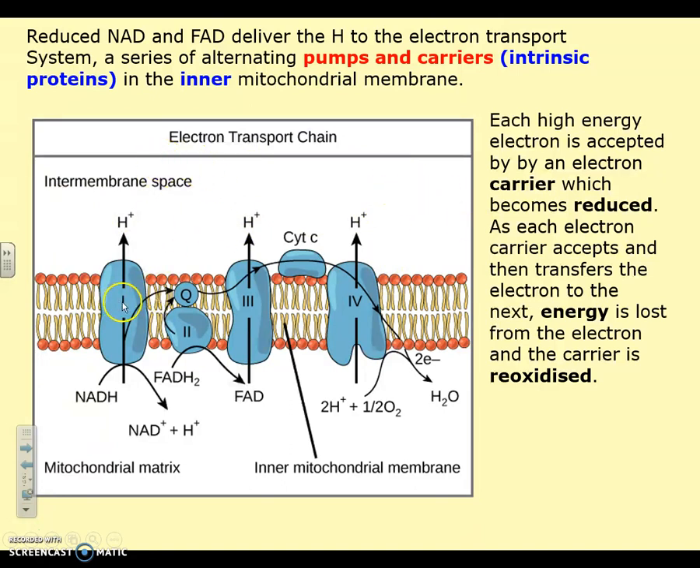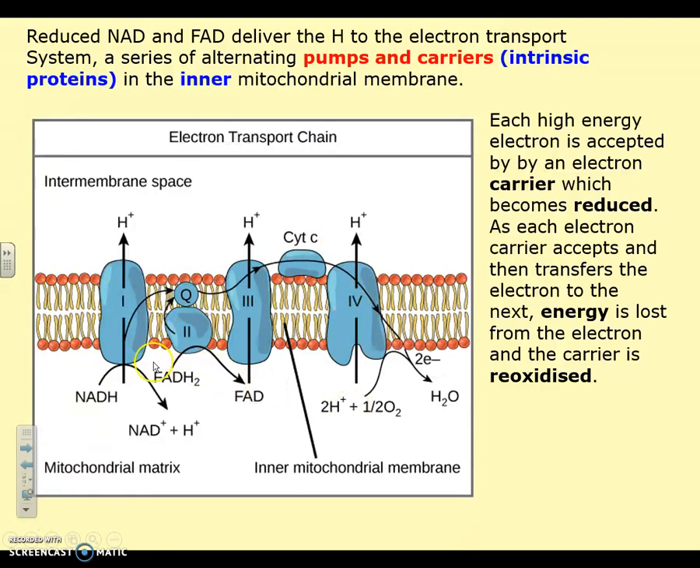Now I know that these have got confusing Roman numerals on them. Do not worry about that. All you need to know is that there are 3 proton pumps. These guys are just carriers that help the electrons get between them. Okay, so don't worry about the Roman numerals on that at all.